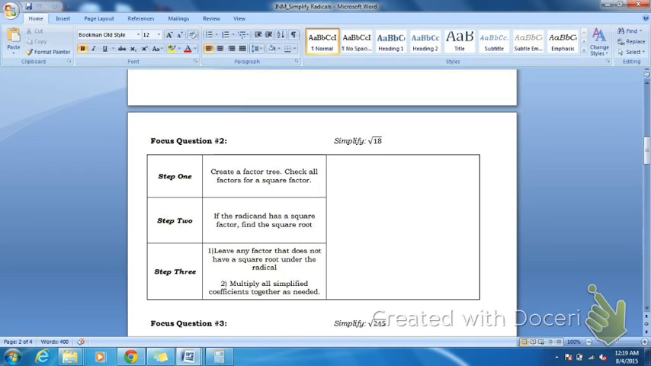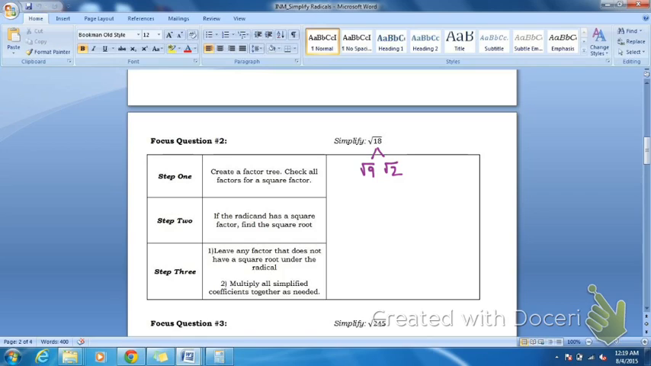Alright, moving on to number 2. This is really what we're looking for: the square root of 18. Because that doesn't simplify so nicely like the square root of 100. But we want to see what is a perfect square factor of 18. One of your factors is 9. 9 times what? Well, 2.